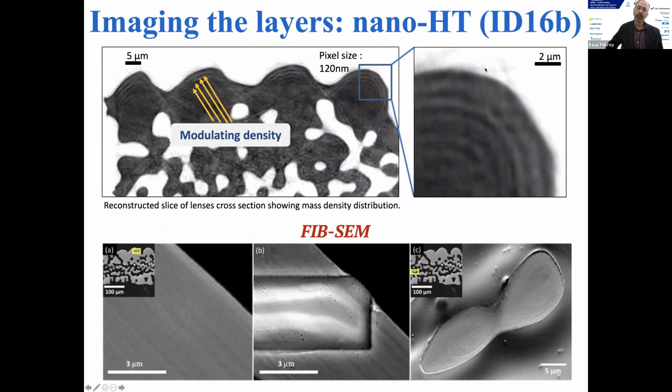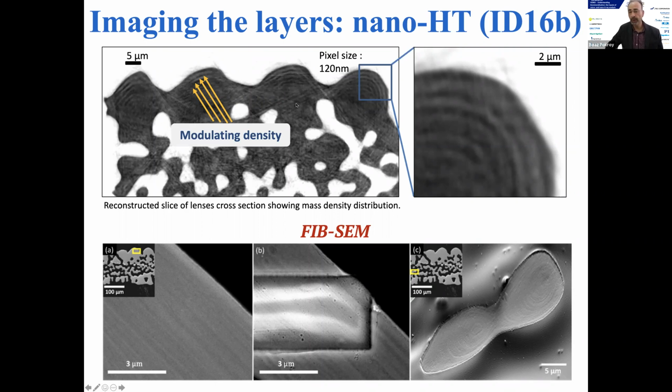So then we went to ID16B, and we got the nano-tomography. And when we do that, we can see here several of these lenses. You can see these alternating layers, but here we get contrast that comes from a modulation in density. And we believe, of course, that these layers are the same layers that we saw in the diffraction maps. And they obviously come from modulation in the magnesium concentration.